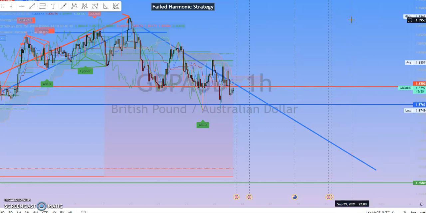So I'm out. That's it. And this is just an update on the GBPAUD prediction. And I was right so far. And so you better get in.